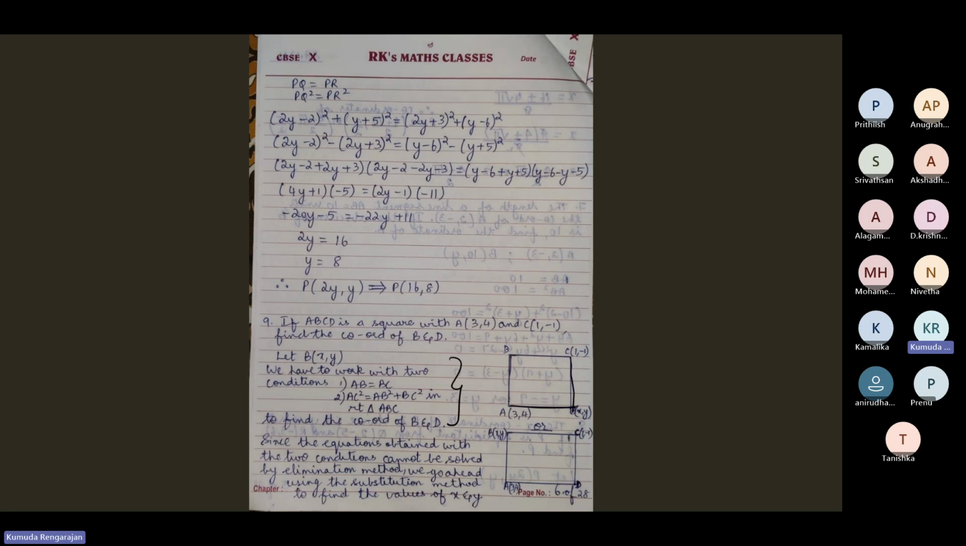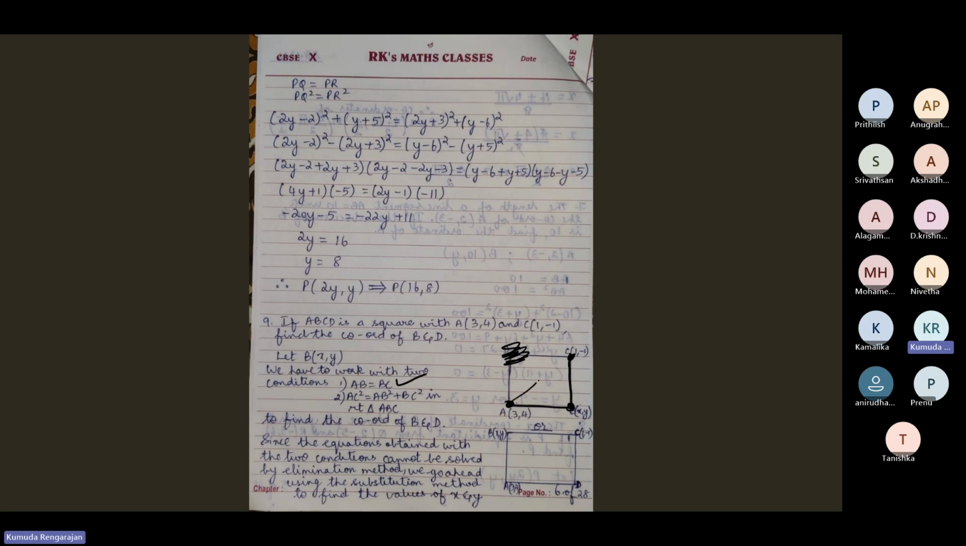See, we know nothing about D, no? You only know the coordinates of A and C, and now you've assumed for B. So you're working with only these three coordinates. This D is not at all in the picture. A and C, you know the coordinates, and B, you've assumed it to be (x, y). So condition one is AB is equal to BC. You're going to work with that condition.